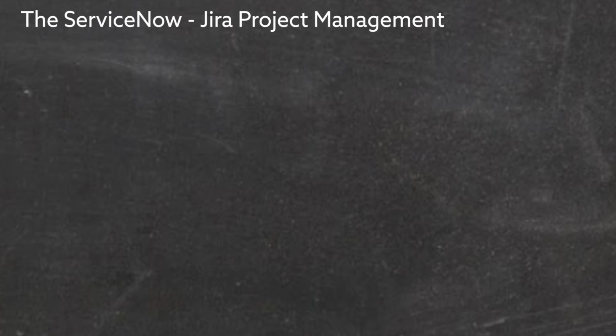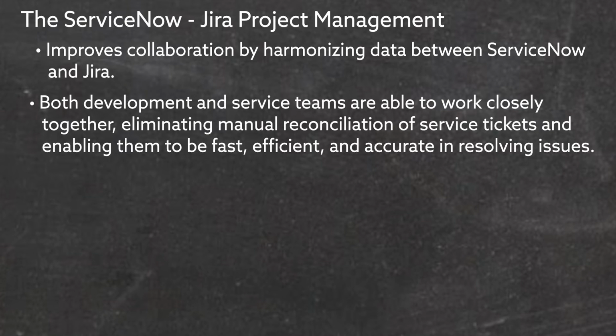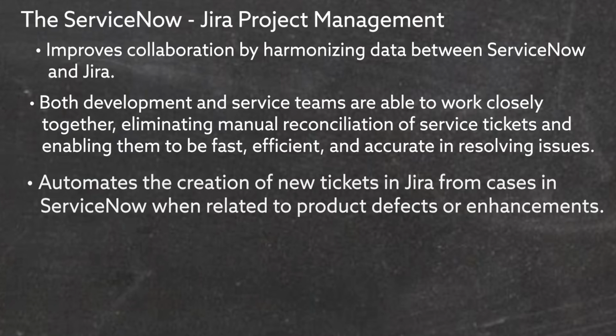The ServiceNow Jira project management process template improves collaboration by harmonizing data between ServiceNow and Jira. Both development and service teams are able to work closely together, eliminating manual reconciliation of service tickets and enabling them to be fast, efficient, and accurate in resolving issues. The template automates the creation of new tickets in Jira from cases in ServiceNow when related to product defects or enhancements. With all of that out of the way, let's begin with installing the process template.